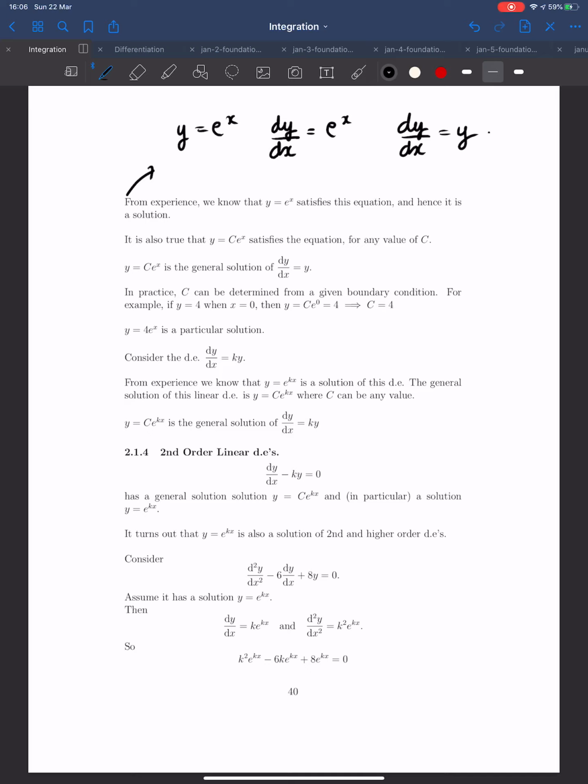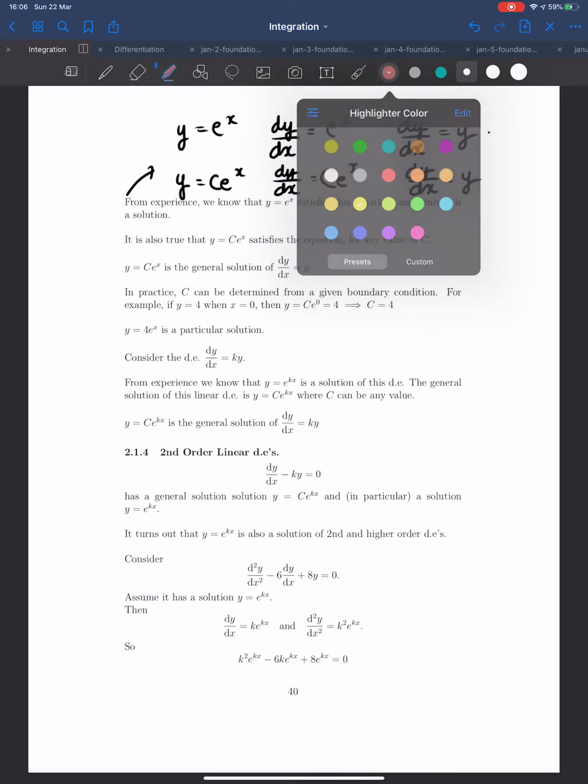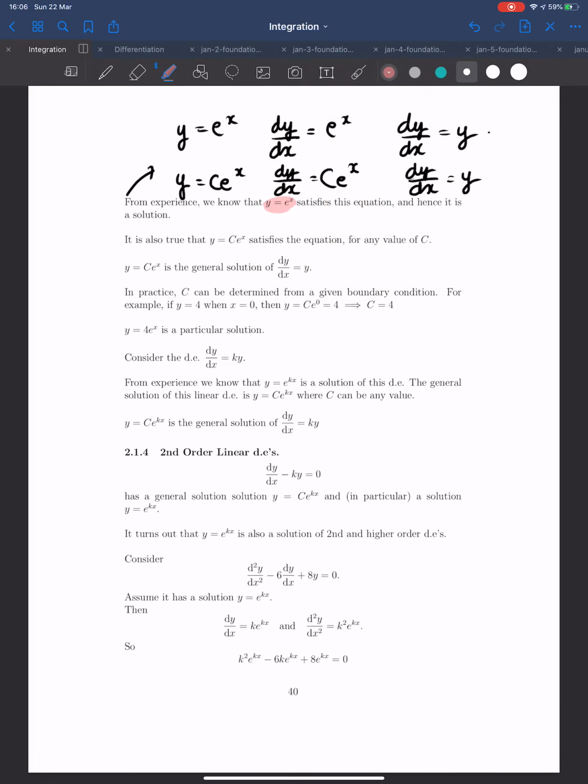It's also true that y equals c e to the power x satisfies the equation. Y is c e to the power x. If we've got that extra constant, it still just stays in the derivative as c e to the power x. So again, dy by dx is y. So I've done that one. Let's just mark off the colours. We've got that bit done. Thought about that bit.